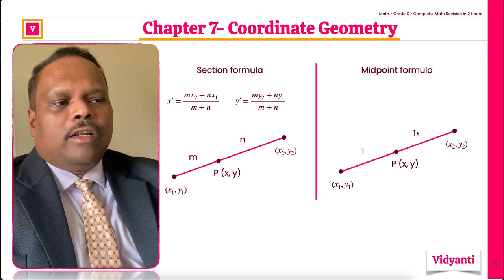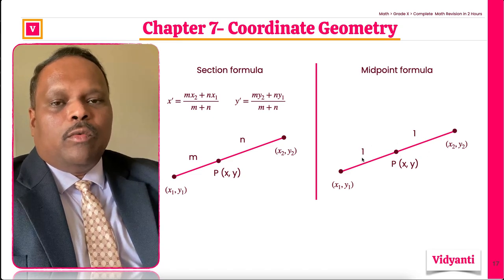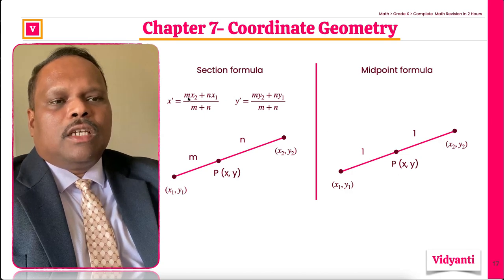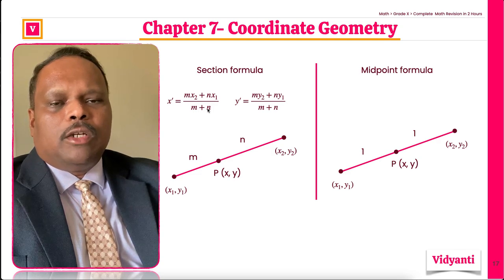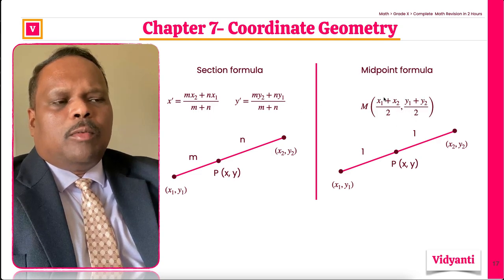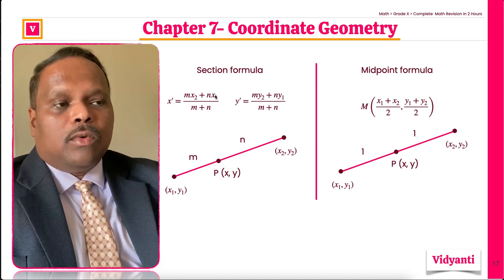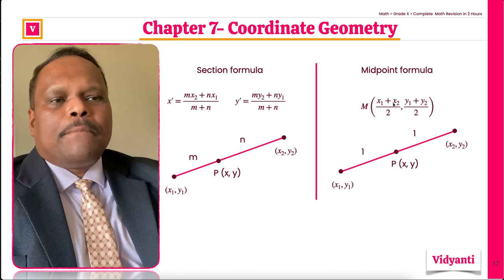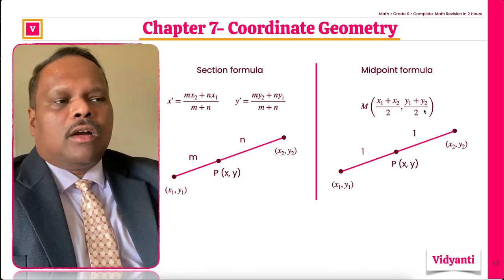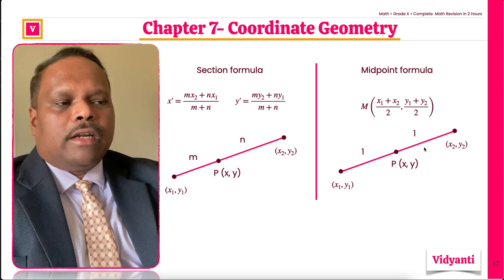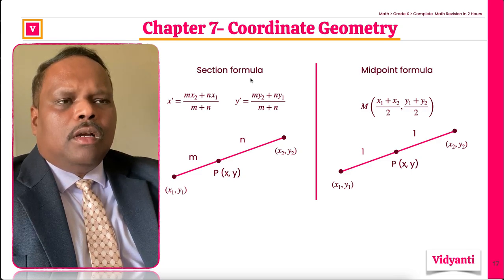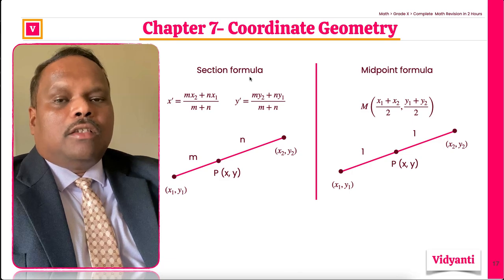So the relative strength of the distances will be 1:1. In that case, you can substitute m equal to 1, n equal to 1. So this is like x2 plus x, and 1 plus 1 will be 2. So the midpoint formula is the simplified version of the section formula, where m is 1 and n is equal to 1. So now the midpoint coordinates will be simply the average of x coordinates comma average of y coordinates, as simple as that. So again, they can ask you a reverse question.